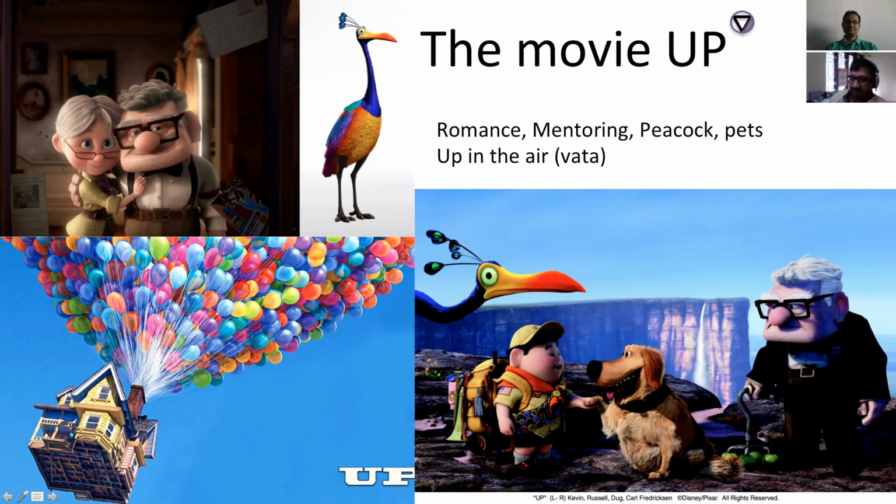It's like an animal and exotic pet. Kevin is the name of the peacock. Doug is the dog. Russell is the name of the kid. Carl Fredrickson is the name of the old man. And you can see how the natural 6th house, lord of the animals, pets, again, you can see a dog connection here in this Up movie. And then the peacock connection, as I told you, is shown there.